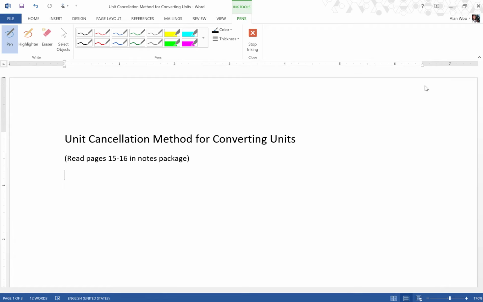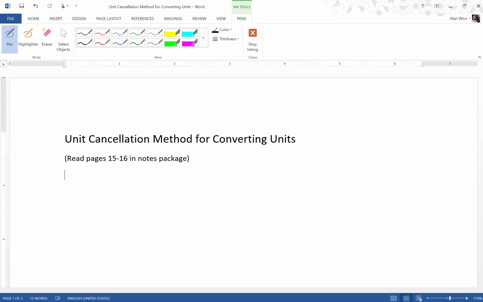Everyone, in today's class, I want to go over unit cancellation and converting units. Unit cancellation is just a method that we use in order to convert one unit to another unit in a very easy kind of setup. There are a couple of things that I'd like you to refer to. Pages 15 to 16 in your notes package go over how to do unit cancellation, as well as giving you a list of different types of units that you can convert things to.